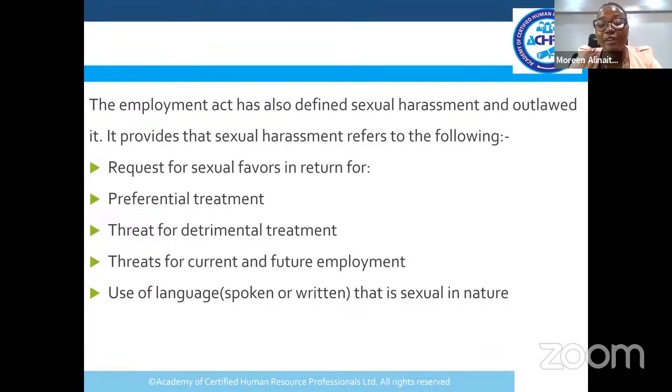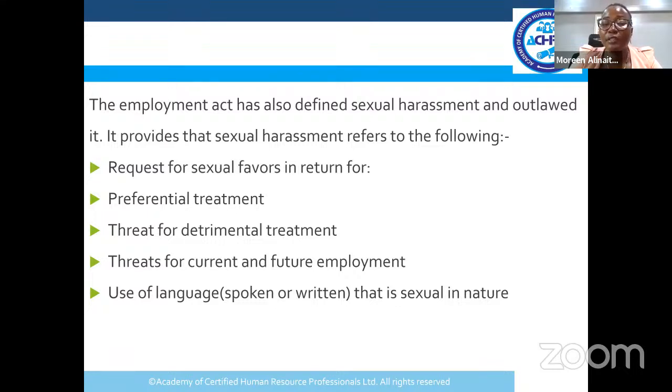Request for sexual favors in return for preferential treatment. This used to happen a lot. That is why the makers of the law had to move into action, because people were suffering in employment. They cannot get a promotion because they did not give sexual favor to the boss. It was very wrong. So they had to come in and put this law into play.